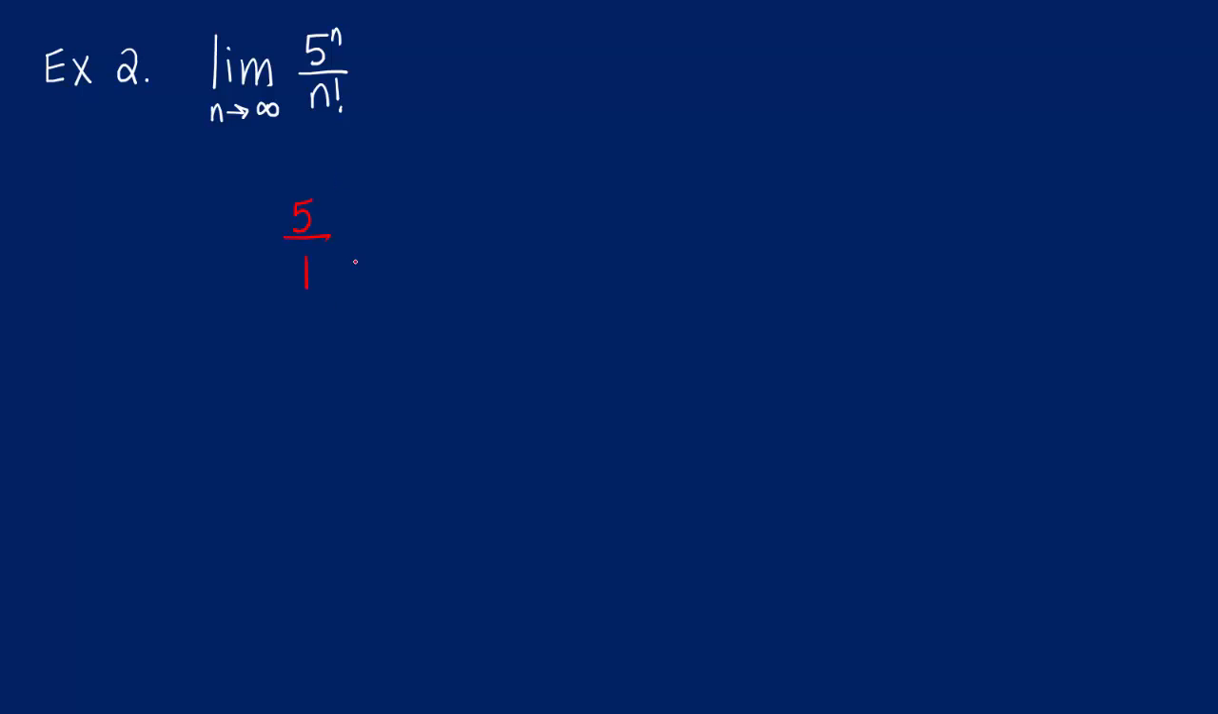But if I plug in 2, that means that this would get multiplied by 5 again, right? You'd have 5 squared. And what would happen down here? We'd have a 2 factorial, so that would be 2 times 1. Okay, so this is going to be 25 over 2. But then if I went to n is 3, then I'd have 3 of those 5s up there, and 3 factorial will be 1 times 2 times 3.